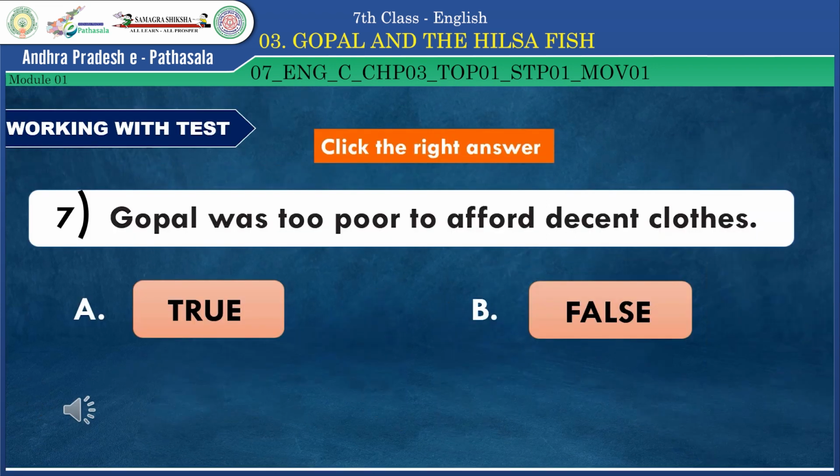Question number 7. Gopal was too poor to afford decent clothes. Option A, true. Option B, false. Click the right answer. If you are wrong, try again. Good job. Go to the next question.